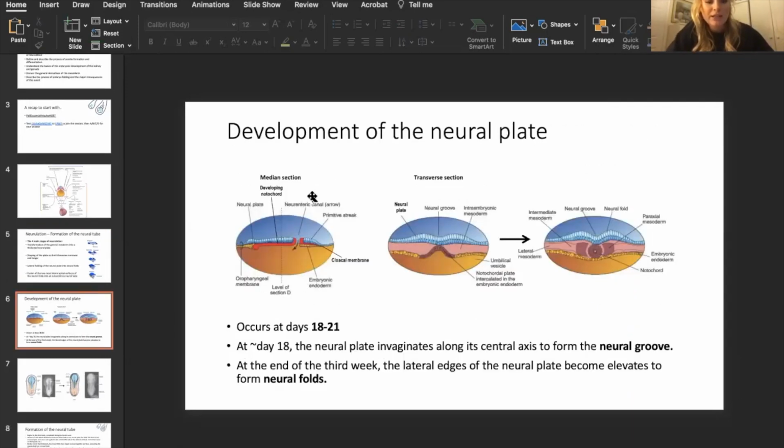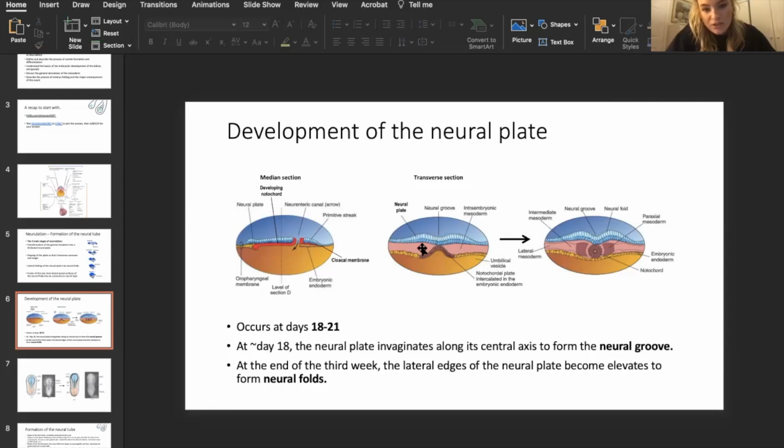So this process occurs at days 18 to 21. And around day 18, so at the start of it, the neural plate invaginates along its central axis to form the neural groove. So you can see on these figures above, you have the notochord in red running along the bottom, and you have the neural plate that forms along the top of it. And you can see in the middle image, this then starts to invaginate in the middle, which is the groove, and you've got the neural plates on the edge.